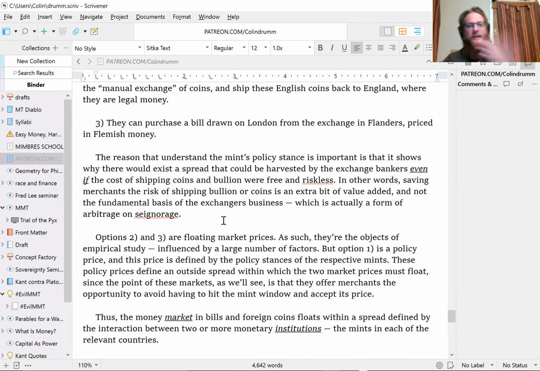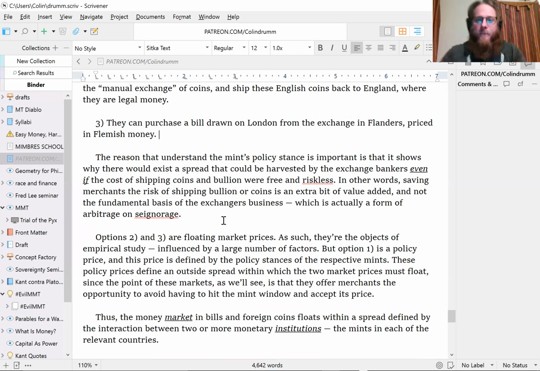The reason that understanding the mint's policy stance is important is that it shows why there would exist a spread that could be harvested by the exchange bankers, even if the cost of shipping coins and bullion were free and riskless. So we don't need the costs of freight in order to explain why the exchange bankers can do their business. And the reason we don't need this is because there is a spread.